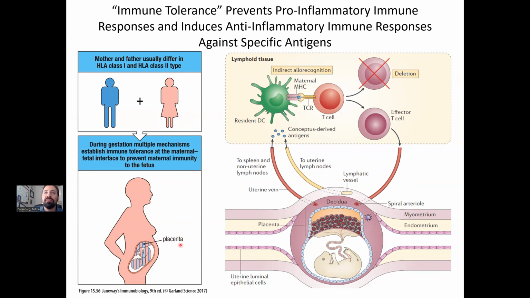In this case, what you have is an anti-inflammatory immune response. So what that means is that these conceptus-derived antigens are being carried by the uterine vein, by the lymphatic vessel, back to the lymph nodes. And in the lymph nodes, dendritic cells are picking up these antigens, presenting them to T cells, but they're presenting them in an anti-inflammatory way. How can a dendritic cell present something in an anti-inflammatory way? It really depends on the antigen and how that dendritic cell encountered those antigens.